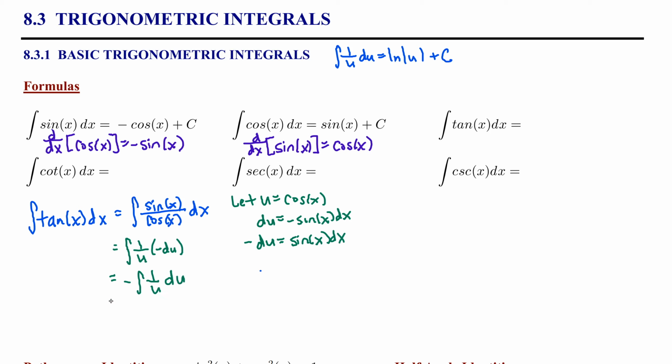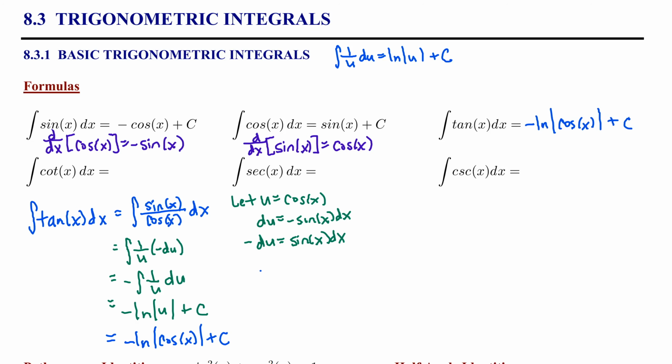And that's now an easily recognizable formula. We can integrate to obtain negative natural log of the absolute value of u plus c. Replacing u with its original function of x, we have negative natural log of the absolute value of cosine of x plus c. Thus, we can add to our bank of integral formulas here. The integral of tangent of x, then, is negative natural log of the absolute value of cosine of x plus c.